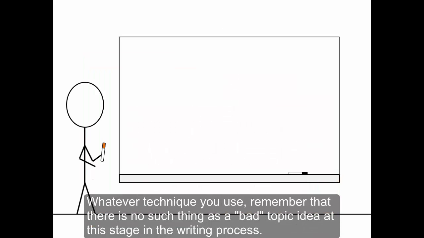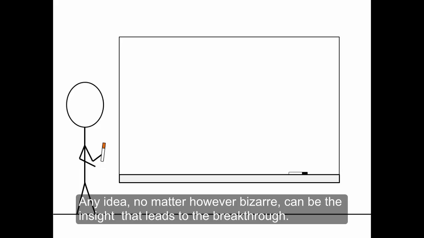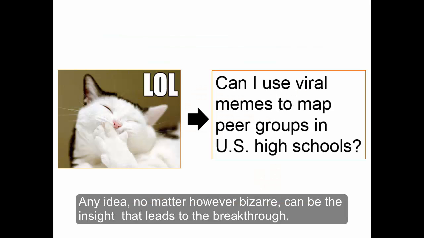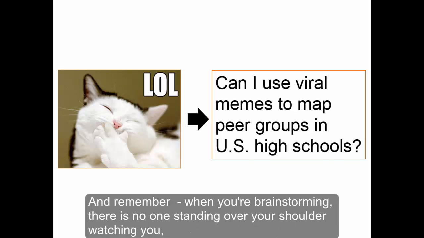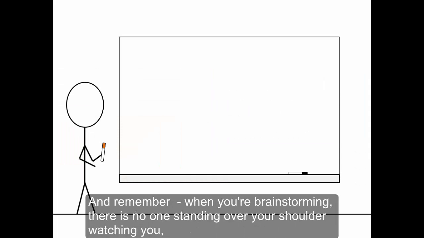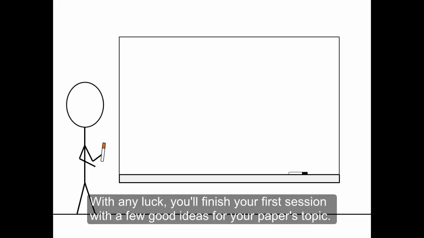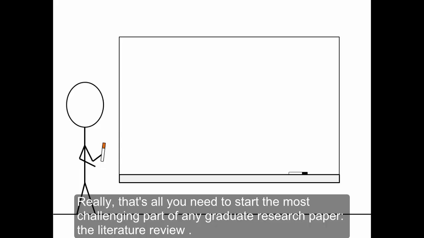Whatever technique you use, remember that there's no such thing as a bad topic idea at this stage in the writing process. Any idea, no matter how bizarre, can be the insight that leads to the breakthrough. And remember, when you're brainstorming, there's no one standing over your shoulder watching you, and you'll never be graded on what you're doing. With any luck, you'll finish your first session with a few good ideas for your paper's topic. Really, that's all you need to start the most challenging part of any graduate research paper, the literature review.